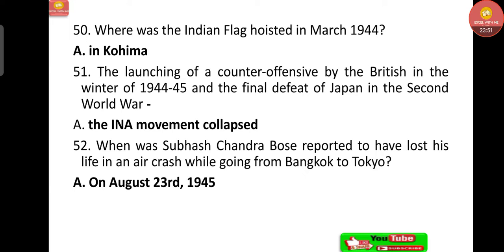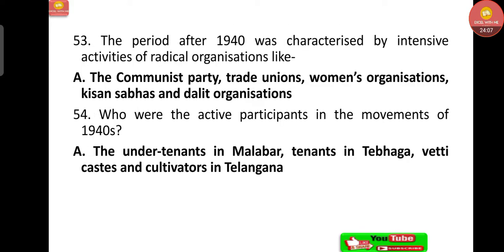The launching of a counter-offensive by the British in the winter of 1944-45 and the final defeat of Japan in the Second World War, what happened here? The INA movement collapsed. When was Subhash Chandra Bose reported to have lost his life in an air crash while going from Bangkok to Tokyo? On August 23, 1945.